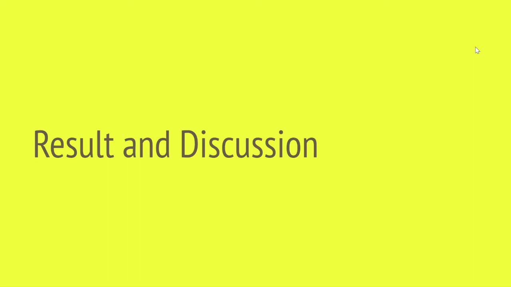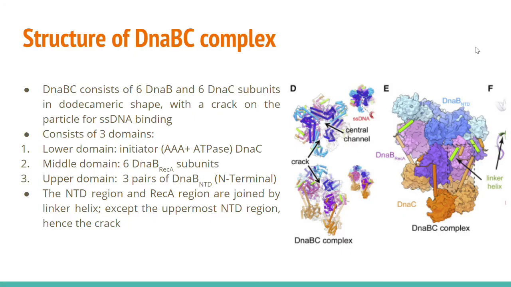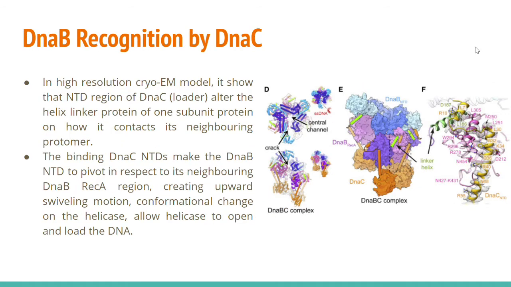Next, we're going to talk about the result and discussion. On the topic of the structure of the DnaB-C complex, it consists of 6 DnaB and 6 DnaC subunits in a dodecameric shape with a crack on the particle for the ssDNA binding. It consists of 3 domains, the lower, the middle, and the upper domain, while the upper domain and the middle domain are joined by the linker helix, except the uppermost region of the upper domain where a crack is present.